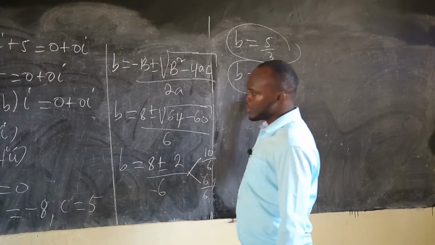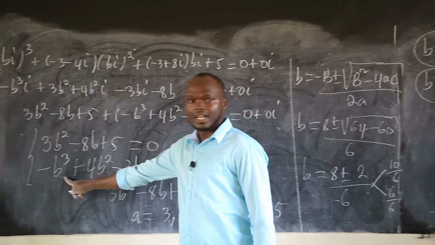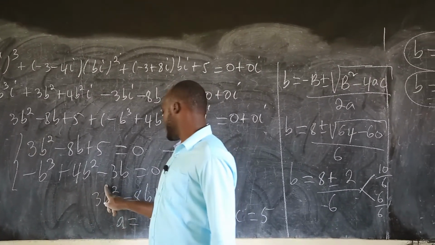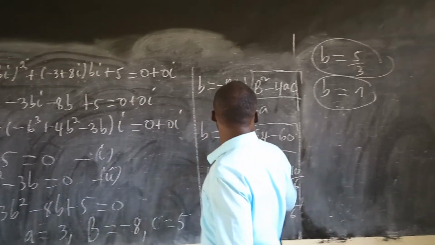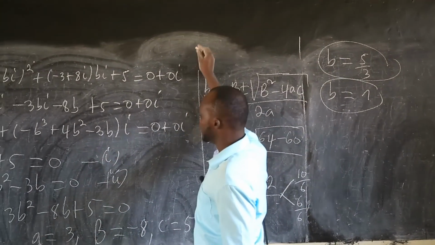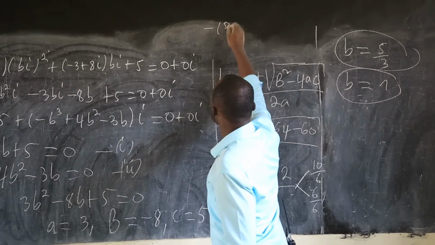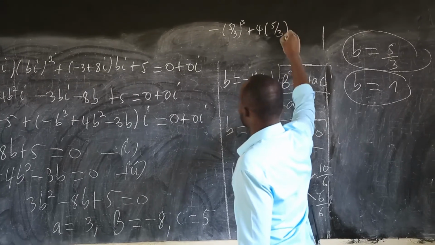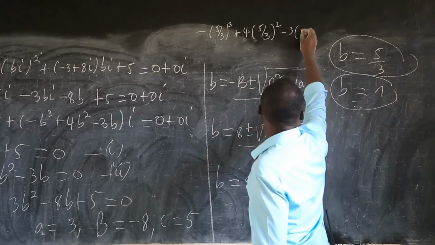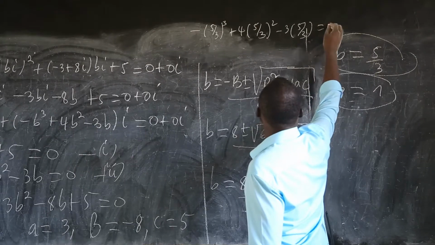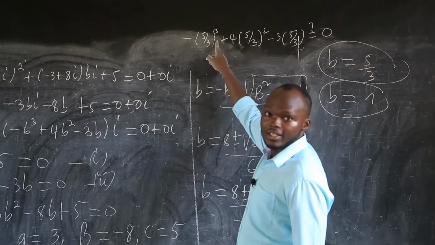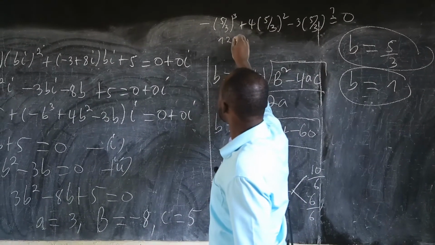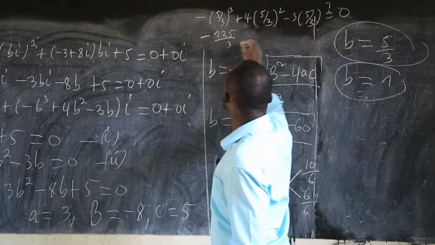For example, if I use b equal to 1, let me bring it into the second equation. That's -1, -1 plus 4, that is 3, 3 minus 3 is 0. So if I use 5 over 3 here, it will be -(5/3)^3 plus 4(5/3)^2 minus 3 times 5 over 3. We see, will it be equal to 0? This is 5^3, that is 125, over 27.